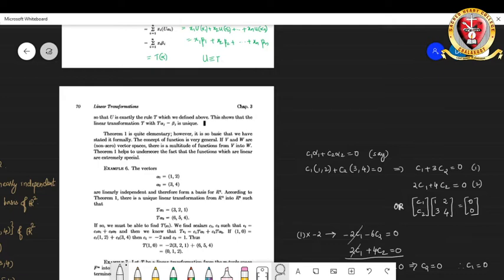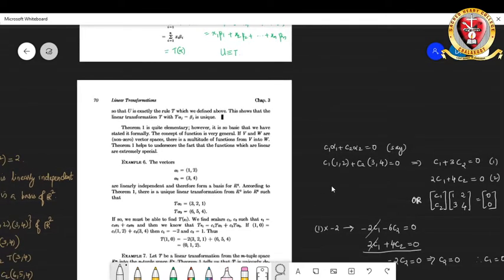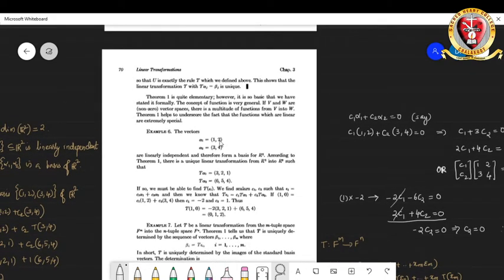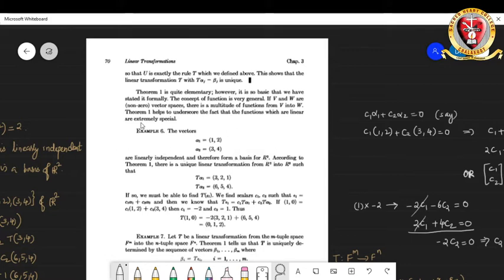In this video lecture, we are going to first see an example which is related to linear transformations. Suppose we are considering two vectors, alpha 1 is equal to ordered pair (1, 2) and alpha 2 is equal to ordered pair (3, 4). Basically, first we are going to say that it is a linearly independent subset of the vector space R2 over R.